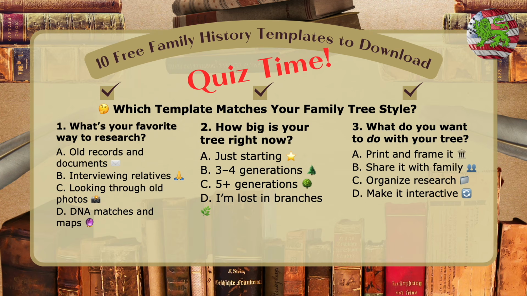Question 2, how big is your tree right now? A, just starting. B, 3 to 4 generations. C, 5+ generations. D, I'm completely lost in branches. Okay, so got your answer. Cool, moving on.